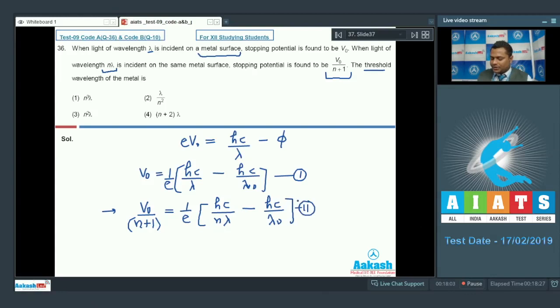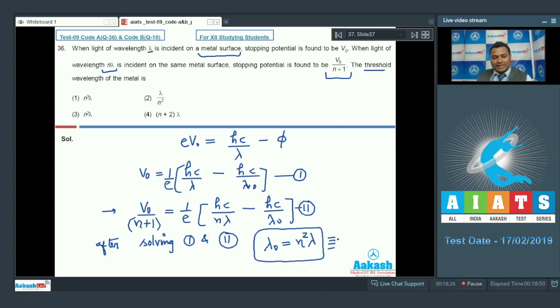This is equation number 2. Now we have got two equations, and after solving 1 and 2 we will get the value, that is lambda naught equals n square times lambda. So this is our final expression, and if we check the options we will see the third option is absolutely correct. This was question number 36.